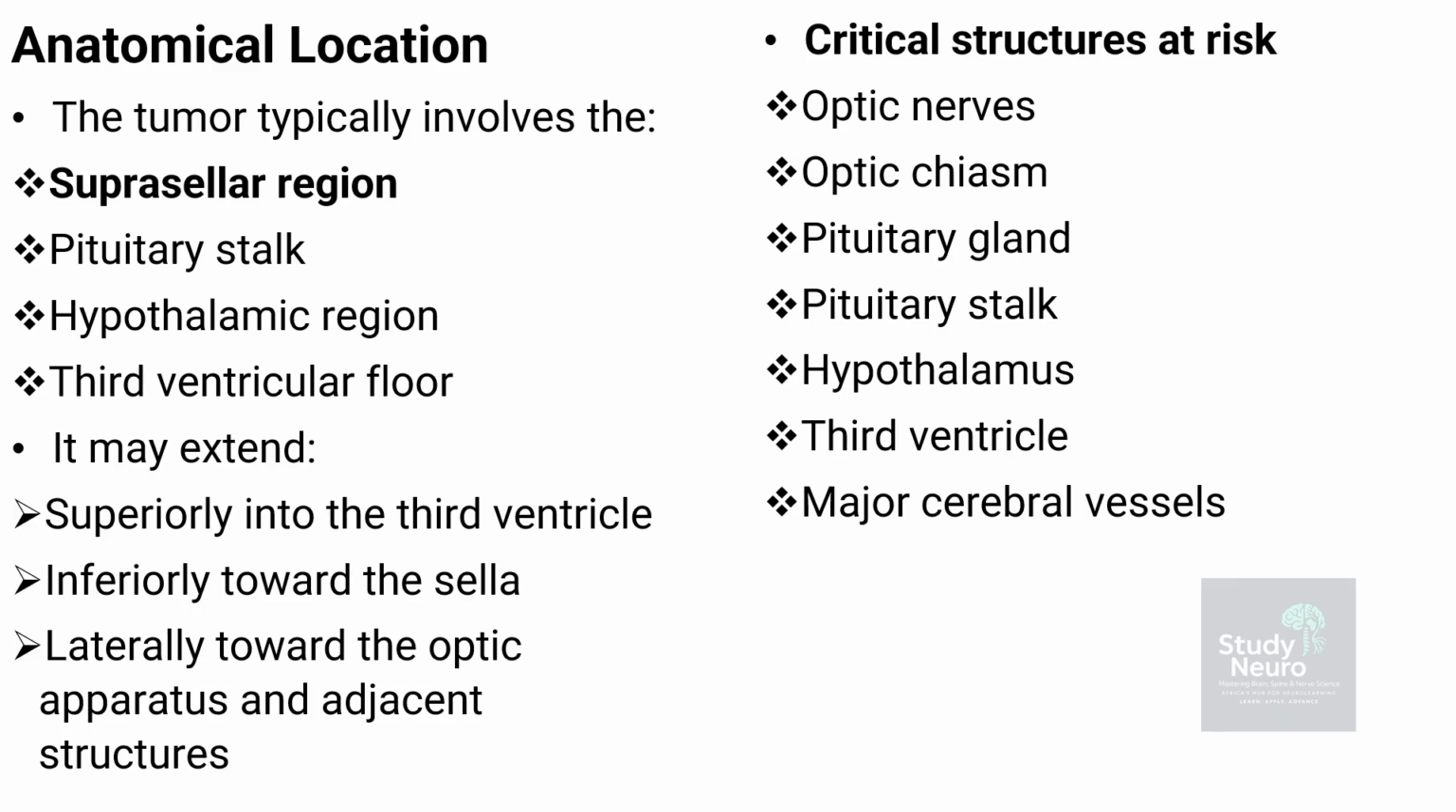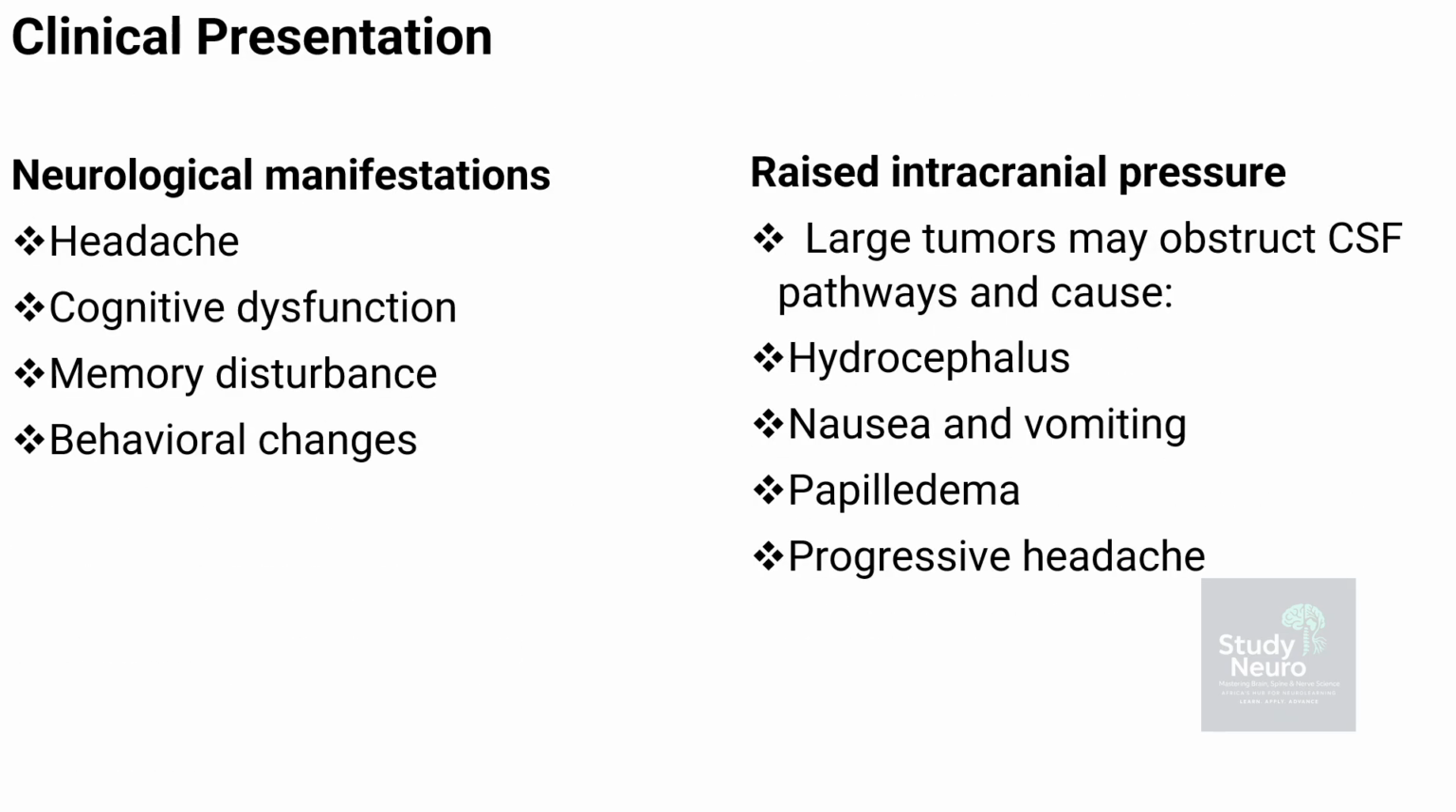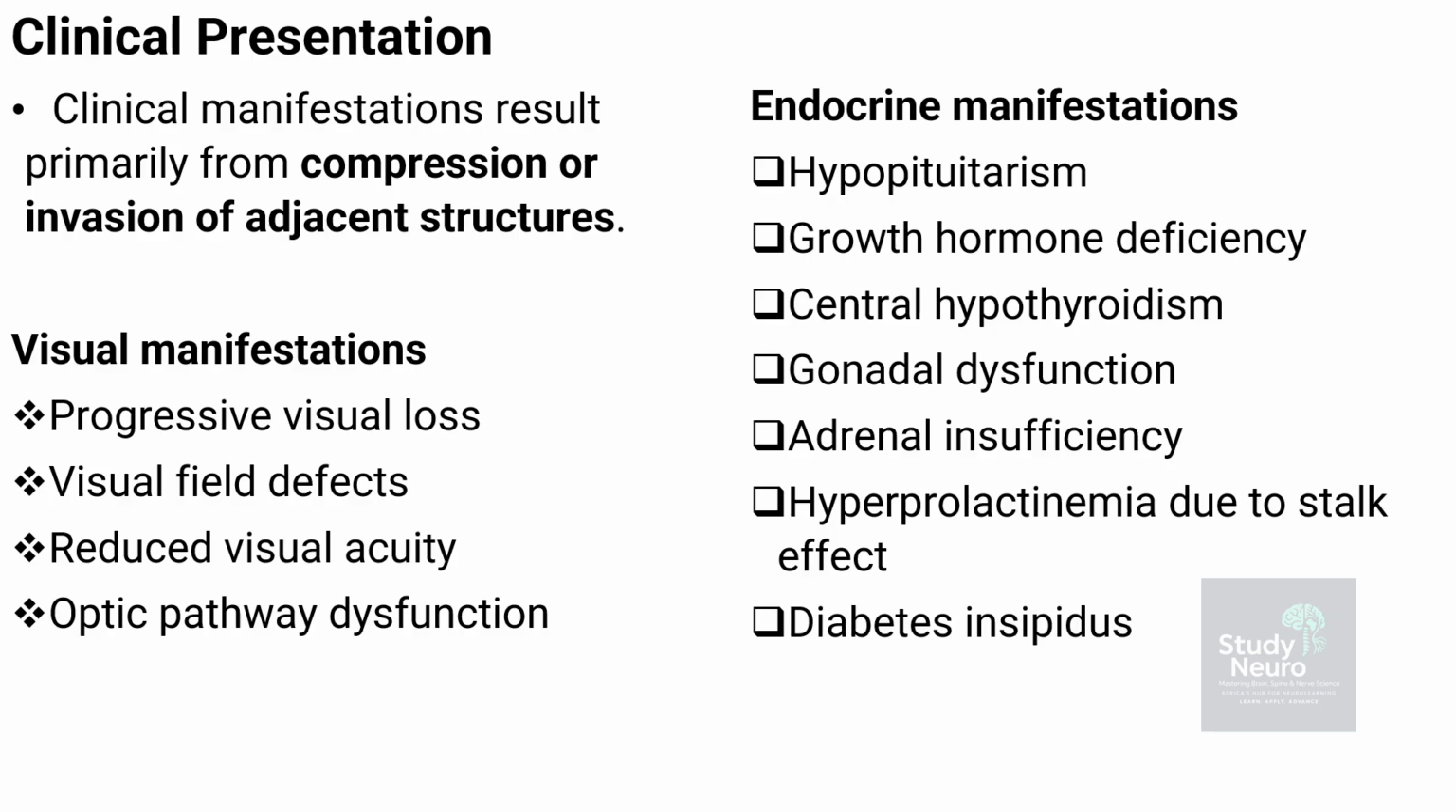The clinical features of papillary craniopharyngioma mainly result from compression or invasion of nearby structures. Because the tumor develops close to the visual and endocrine pathways, symptoms often reflect the structures that are affected. Location determines presentation. Visual symptoms may develop when the tumor compresses the optic pathways, causing progressive visual loss, reduced visual acuity, or defects in the visual field. The visual decline can be gradual.